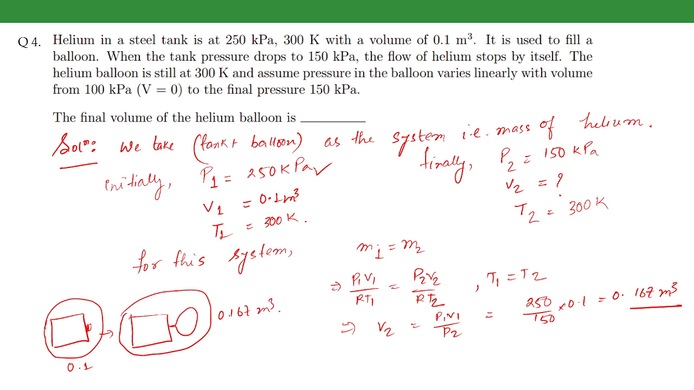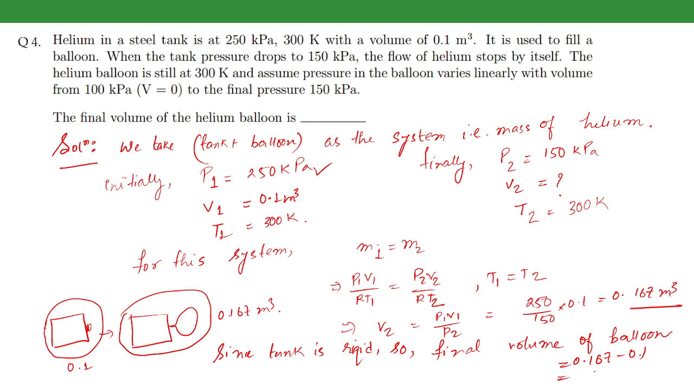So what is the final volume of the balloon? The tank is rigid, so its volume doesn't change. So since the tank is rigid, the final volume of the balloon is 0.167 minus 0.1, that is 0.067 meter cube.